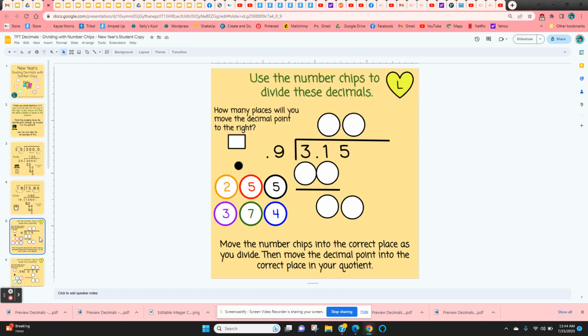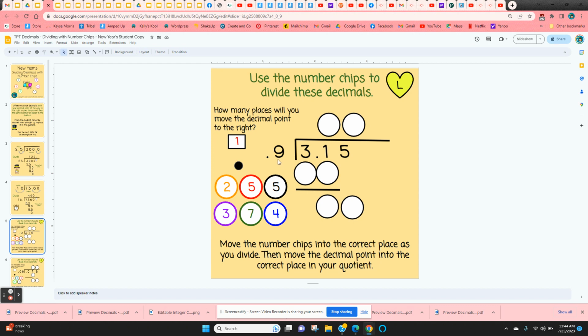And then starting on slide 5, students are going to be doing the division themselves. So they're going to move these number chips into the correct place to do their division. The first thing it's going to ask them is how many places they are moving that decimal point to the right. In this case, they're only moving one, so they're going to type in a 1. That'll help them when they have to place that decimal point in the answer. So they're going to do the division.